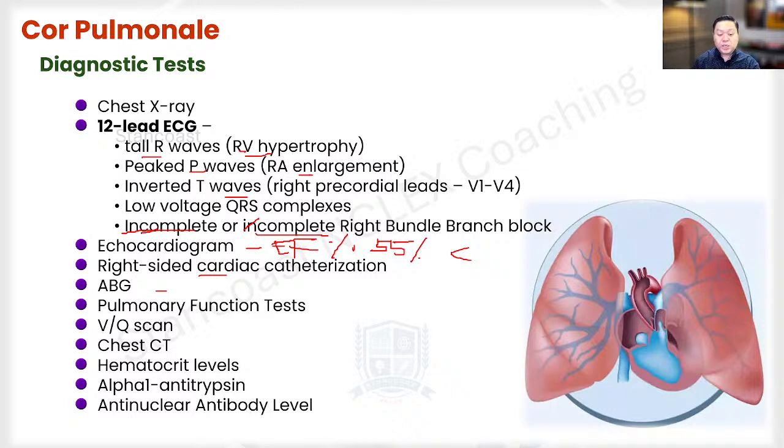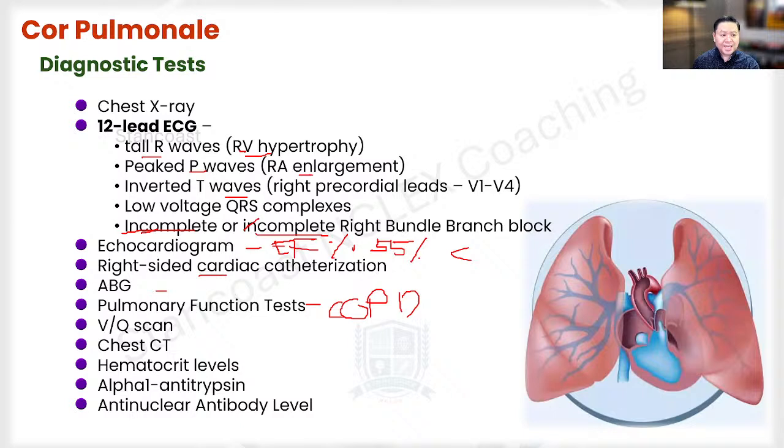Or let's say if they're using the BiPAP or maybe the Venturi mask, we'll be able to adjust the levels of oxygen accordingly. Now for the pulmonary function test, this will give us more information if the underlying cause is COPD, right? So if there is emphysema or chronic bronchitis, then definitely this can affect the vital capacity and also the tidal volume and everything as well.